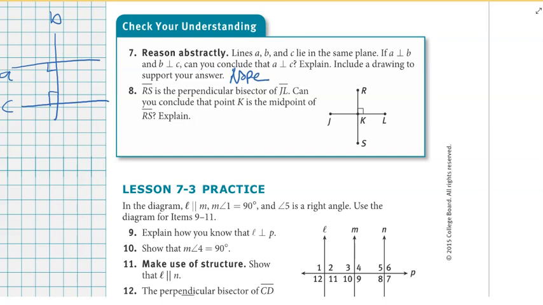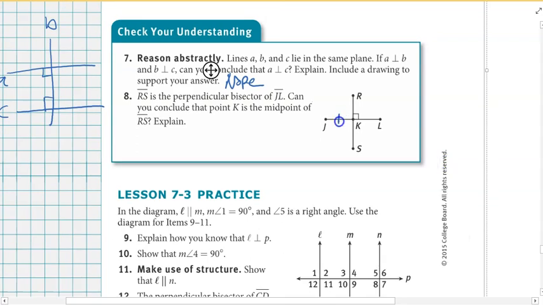Number 8, segment RS is the perpendicular bisector of segment JL. So RS is the perpendicular bisector of JL. It's already listed as perpendicular, but if it's the bisector of JL, that means it's cutting JL in half. So here I would need to indicate RS is doing the bisecting of JL. JL is the one that's getting bisected.